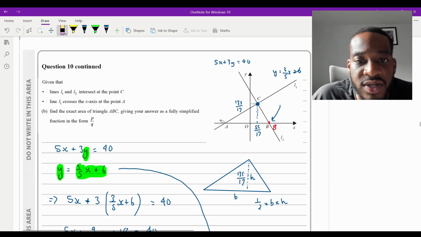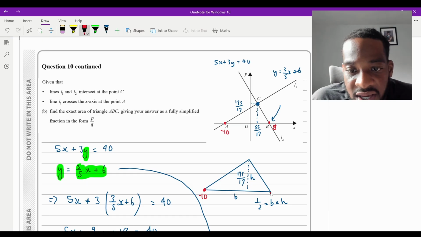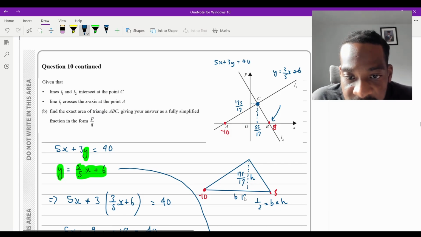Let me do it in red as well, so it's super clear. That's going to be right here. It's going to be minus 10, meaning that from minus 10 to 8, minus 10 is over there, 8 is there. The base is going to be 18, isn't it? So I'm going to put 18 here, in a bracket.